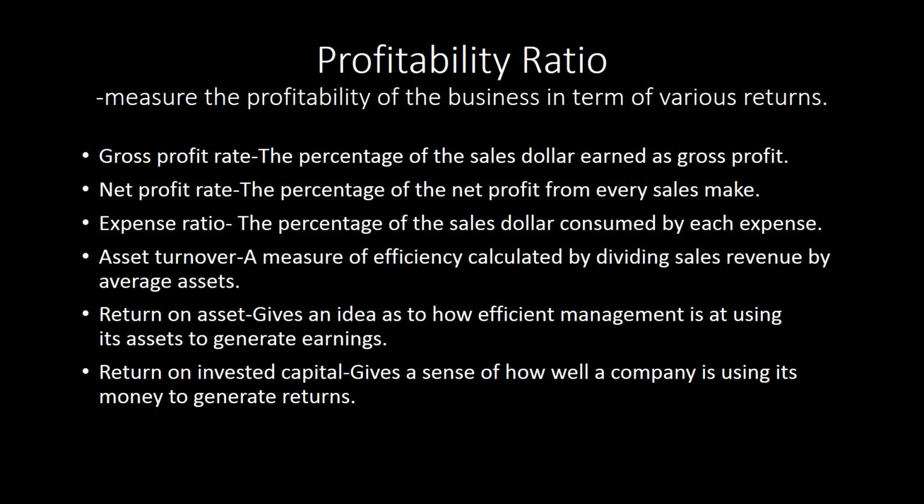Asset turnover is a measure of efficiency calculated by dividing sales revenue by average assets. Return on asset gives an idea as to how efficient management is at using its assets to generate earnings. Return on invested capital gives a sense of how well a company is using its money to generate returns.